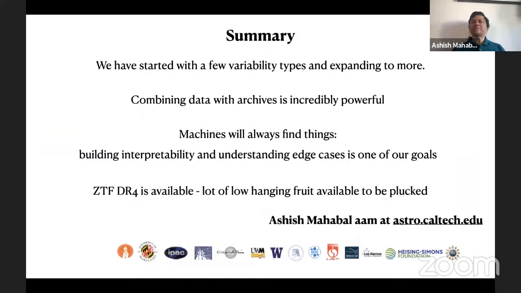We have started with a few variability types, but we are expanding that to more. And we have found that combining data from archives is incredibly powerful, and more people should really be using them rather than just staying with mostly their own data. And our machines find many things, but building interpretability is one of the things that we are trying to focus on, and especially understanding the edge cases. And again, ZTF DR4 is out there. Lots of low-hanging fruit are still there, which have not been plucked. So you are welcome to play around with that. With that, I'll stop. And if there's time, I'll be happy to answer any questions.